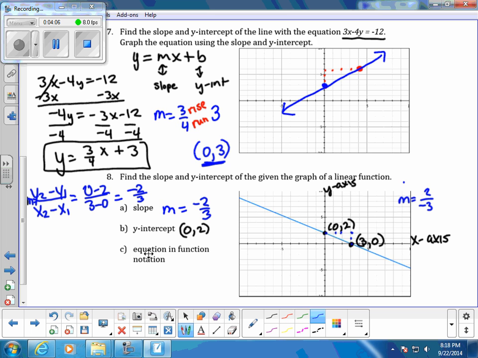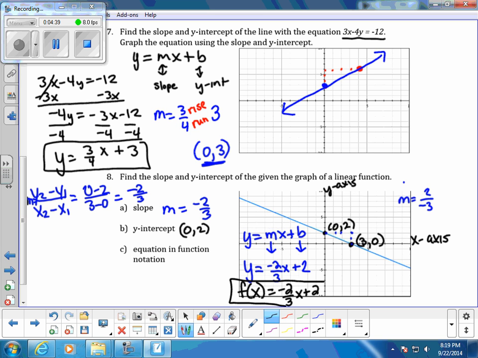Okay, now the equation of the function in function notation. First of all, y equals mx plus b is slope-intercept form. I know my m, I know my b, so y equals, my m was -2/3, and my b is the intercept 2. Now function notation, remember all that means is just replace y with f of x, so f of x equals -2/3 x plus 2. This is going to be our equation in function notation.